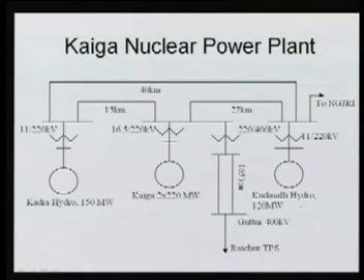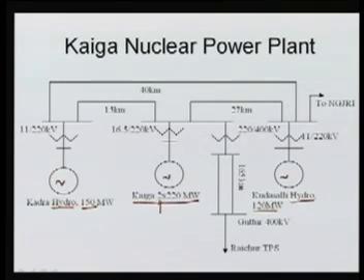To understand this dynamic stability, let us see a practical system that we have analyzed. It is the Kaiga nuclear power plant in Karnataka. Its rating is 220 megawatt, and there are two units. All these are the generators. There are two hydro generators, one at Kadra and another at Kodasalli. These are hydro generators with a rating of 120 megawatt, and this is generating 150 megawatt.